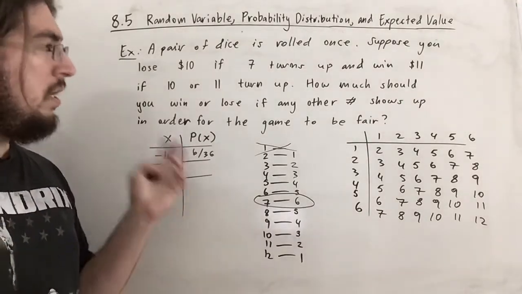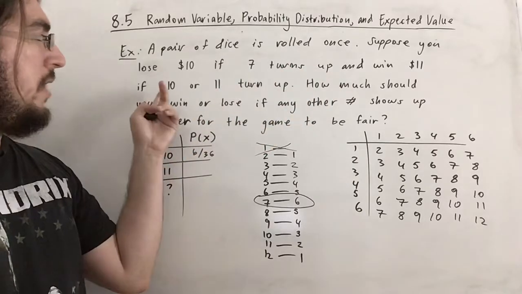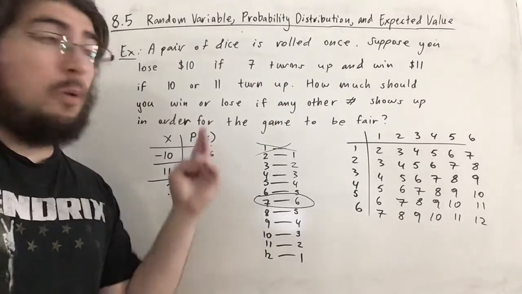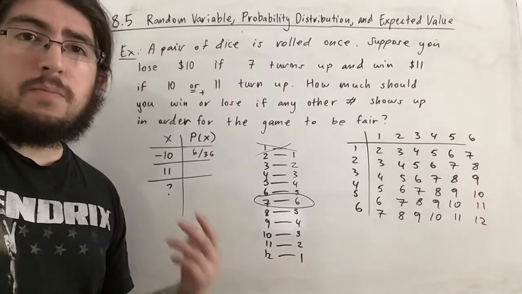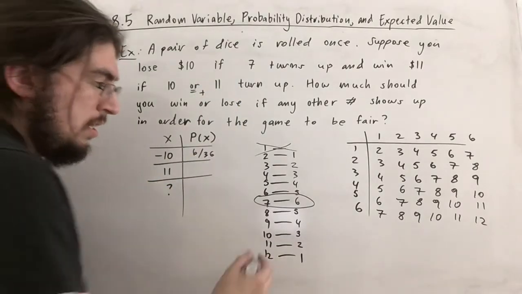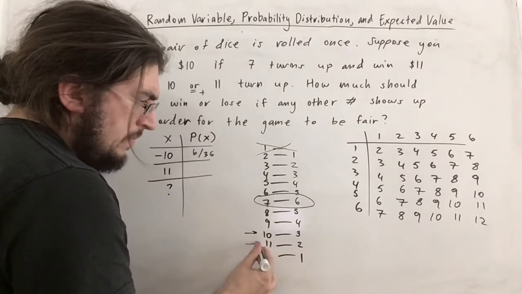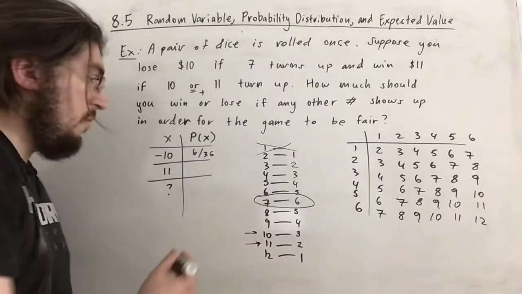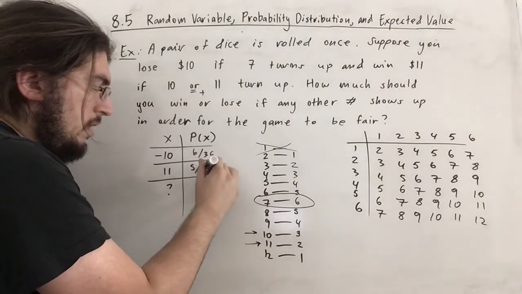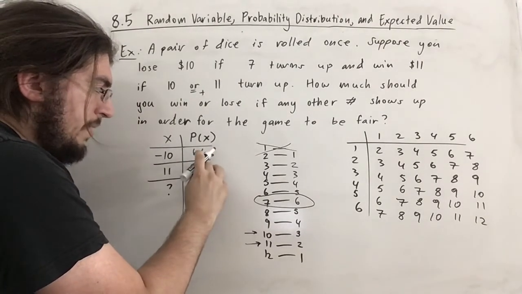11, if we win $11, either a 10 or an 11 rolls up. Now remember, or should remind us of adding. So we're going to add the probabilities for 10 and 11. So here, 10 and 11. 3 ways you can roll a 10, 2 ways you can roll 11, so that's a total of 5 ways out of 36 possible combinations.